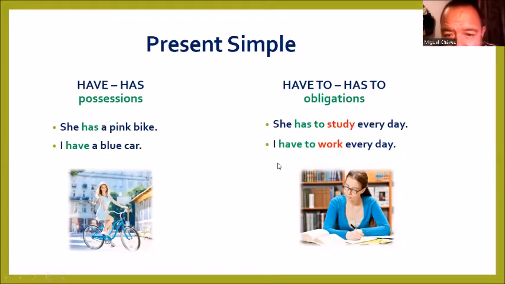But opposite, in the other two examples, we have, she has to study every day. I have to work every day. After has and have, we have another activity that we have to do. That is going to be the first difference that we need to check between these two structures. In both of them, we use the verb have. But in the second one, we use it with the particle to. Have to talk about obligations.